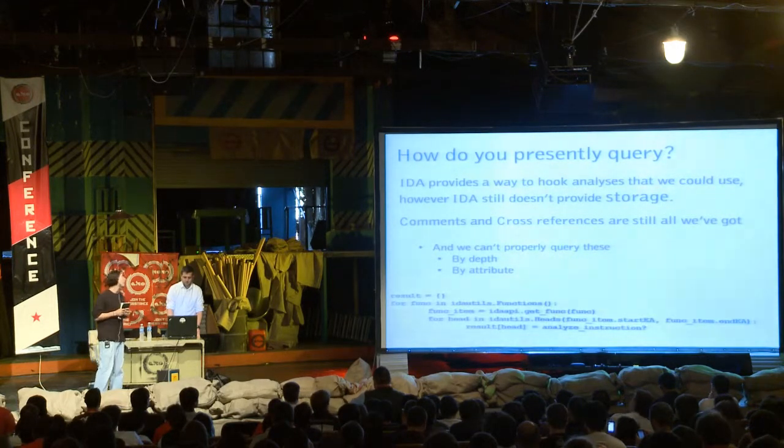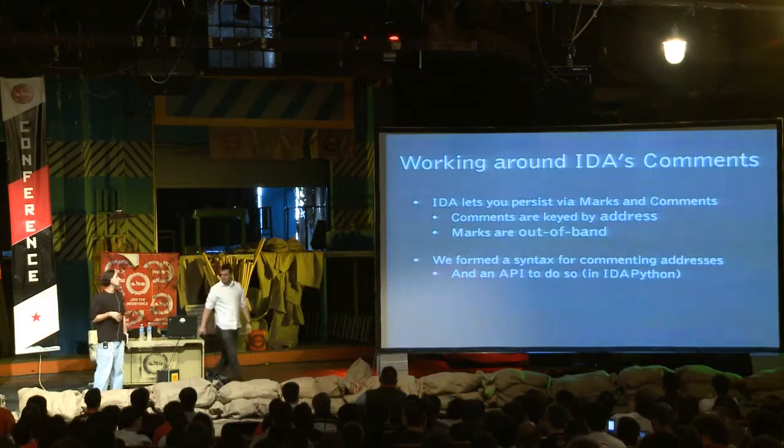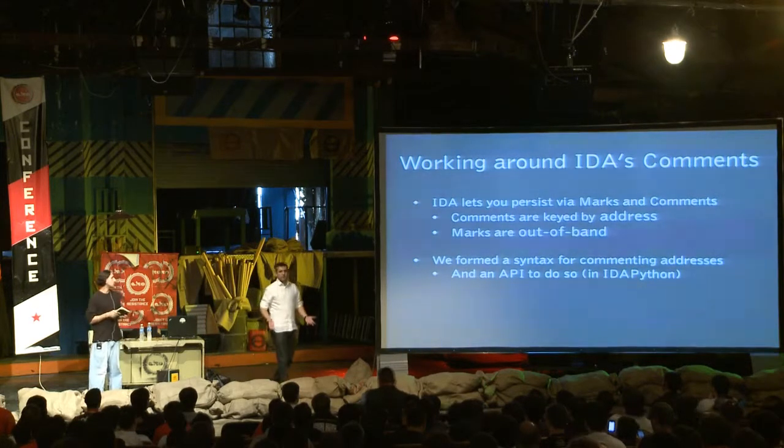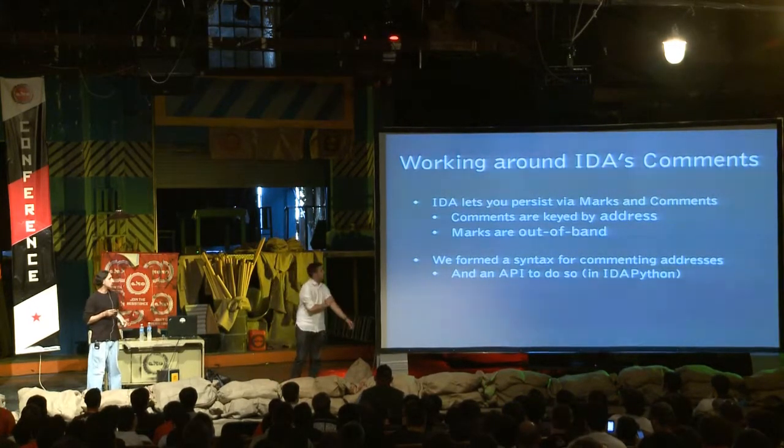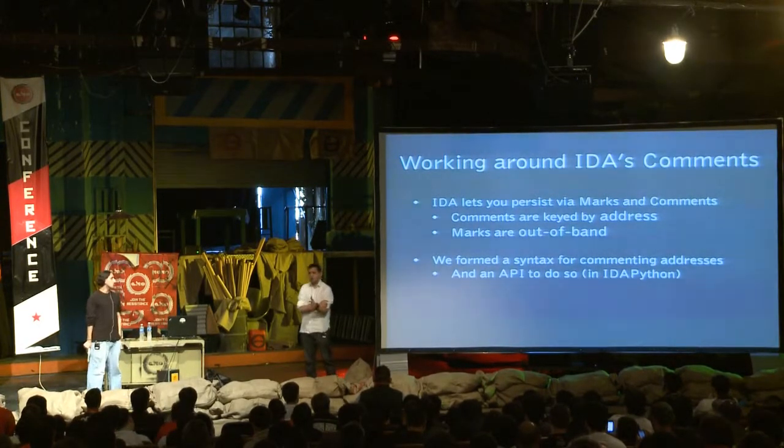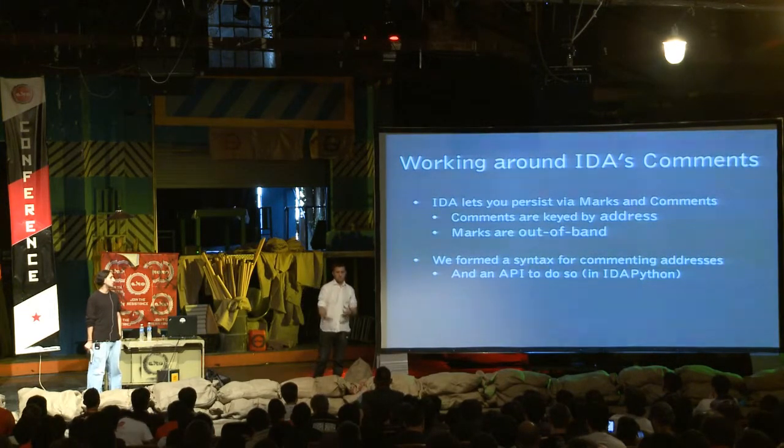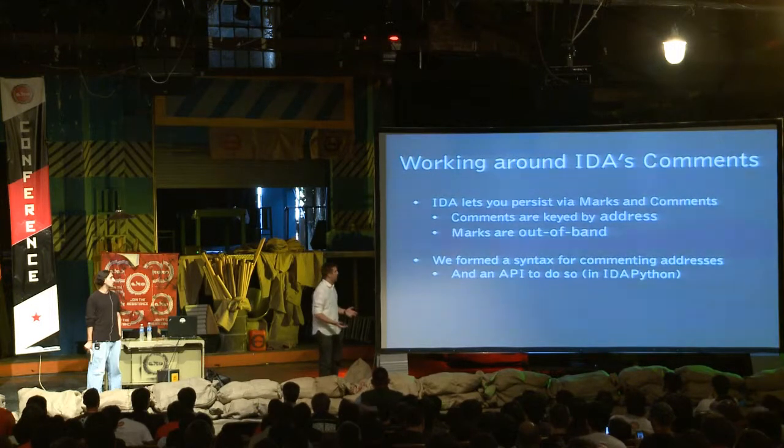Just like IDA's analysis, there isn't any cheap, easy way to query what data you care about. So we work around this. This is what the current solution is. The only storage capacity IDA gives you essentially is text, naming, cross-references and marks, which is all basically text representation of whatever it is you want to put in there. Comments are keyed by address. Marks are out of band, just like bookmarks.